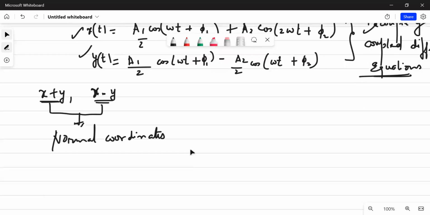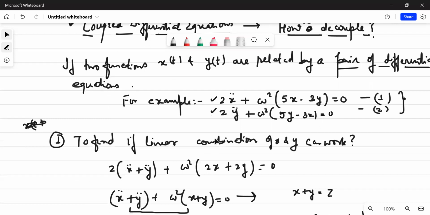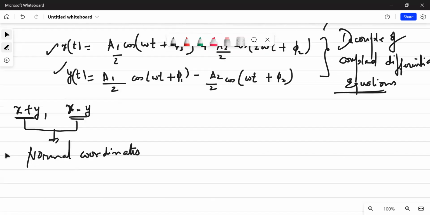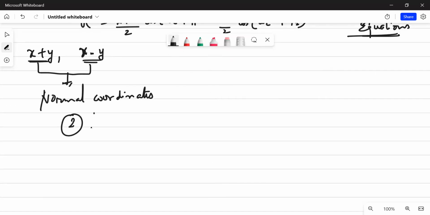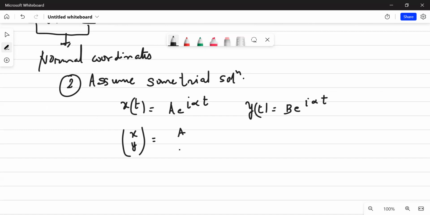Is that clear? You'll see the same structure when you do the Lagrangian also, but right now I'm not doing the Lagrangian. So an easier approach that I'm taking, the second approach, is to assume some trial solution. So what can be a trial solution? Let's say you assume x as a function of t as a e to the power i alpha t, and y as a function of t as b e to the power i alpha t. Let's say these two are the solution. And for convenience, let us write the system of equations in matrix form. Is that clear?